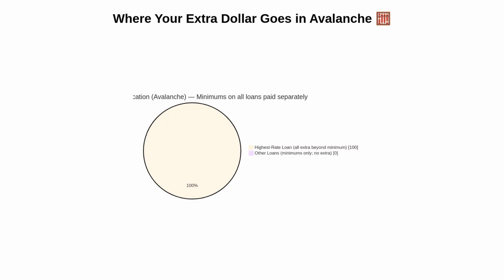This pie chart emphasizes that under the Avalanche method, every extra dollar is directed to the single highest rate loan. Minimum payments on other loans are handled separately and are not part of this extra allocation. By concentrating extra funds in this way, you minimize total interest and accelerate payoff of the most expensive debt first.